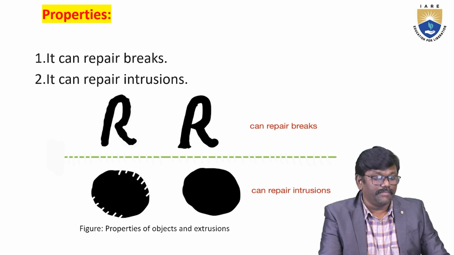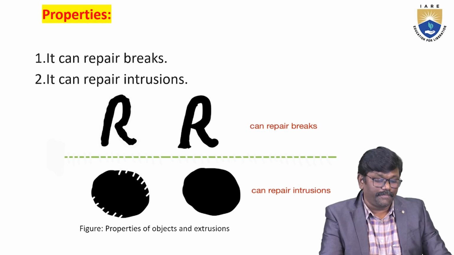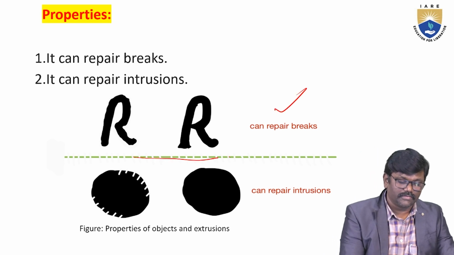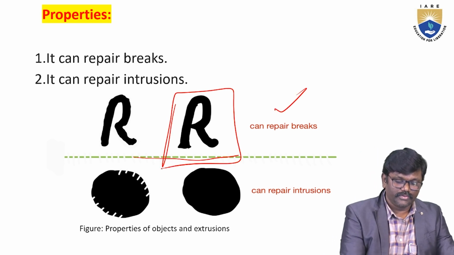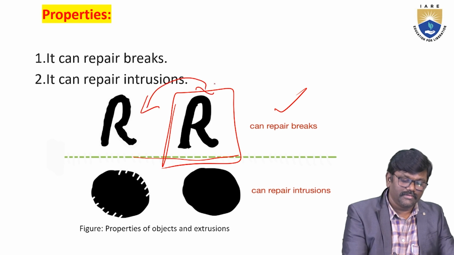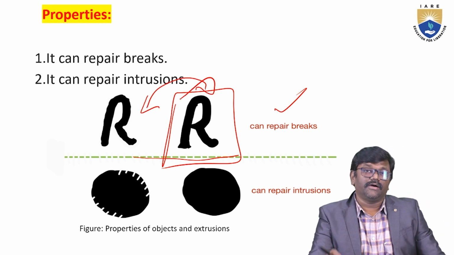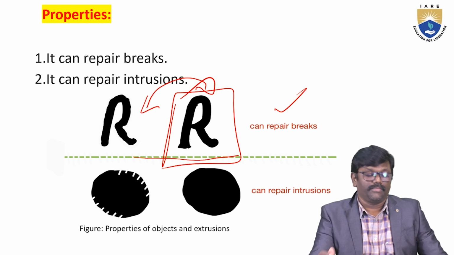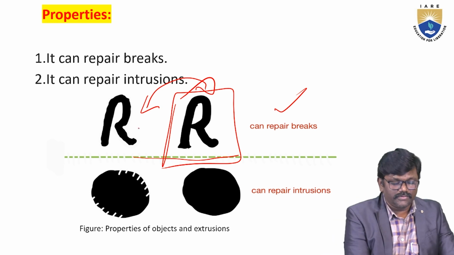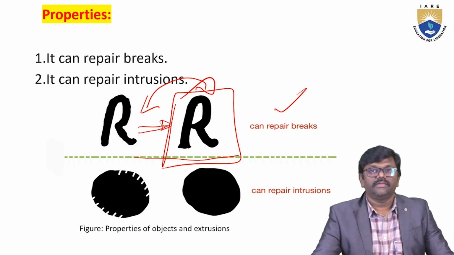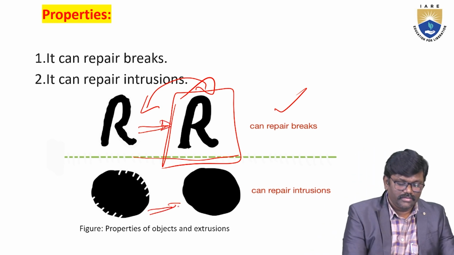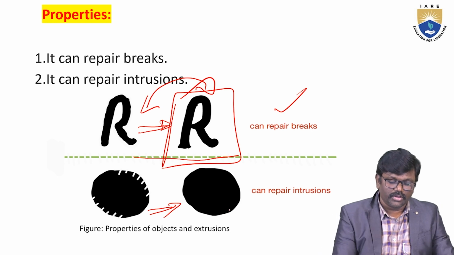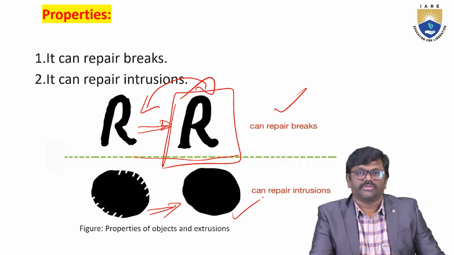It can repair breaks. It can repair intrusions also. This will come out like this. You compare this and this. Which one is the most fitted? That means your required image is converted from here to here. So there is a change. You see here, there is a change. This is your repaired intrusions.